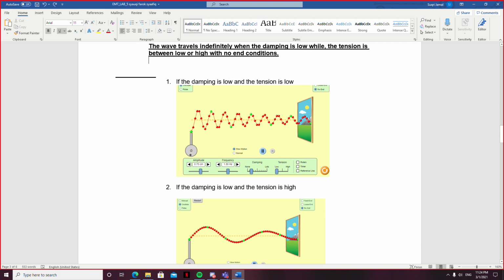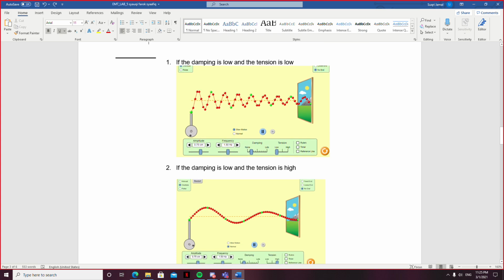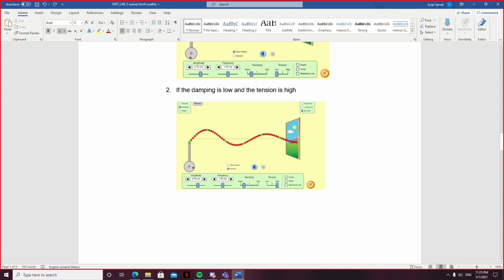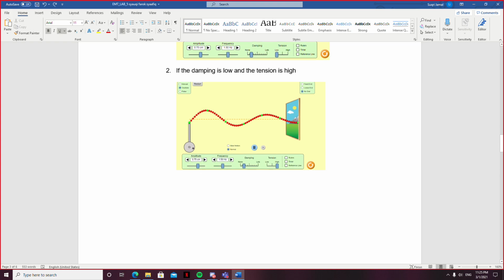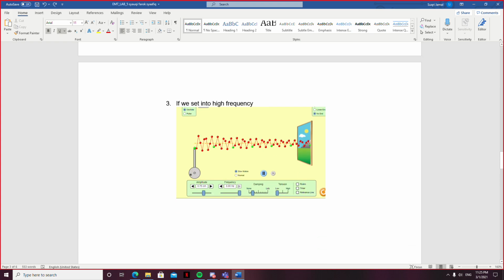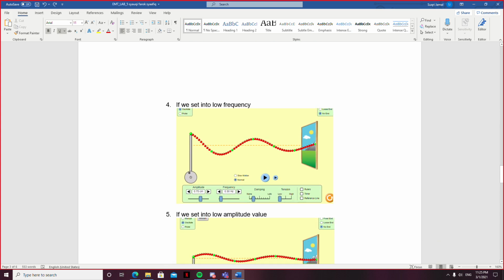So the first example, if the damping is low and the tension is low, the frequency is low and the wavelength is low also. The second example is if the damping is low and the tension is high, you can see the wavelength is higher than before. If we set a high frequency, we can see the wavelength is low. If we set the frequency to low, the wavelength is higher.